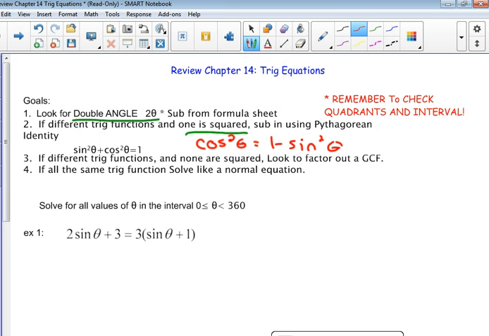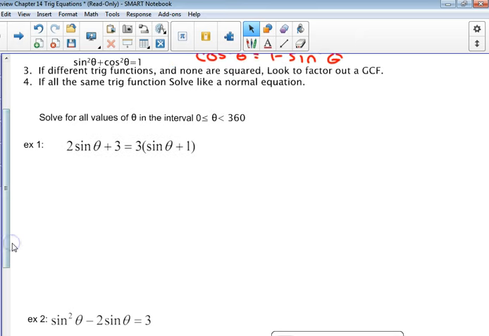So now if you have two different trig functions and none are squared, you already did your substitution, you want to factor out a GCF. There's some kind of GCF in there, and if they're all the same right off the bat, just a normal one. So I'm going to go in the levels that you would have. First, you look to see if you have any double angles, anything crazy going on. No double angles here. This is a nice little one.